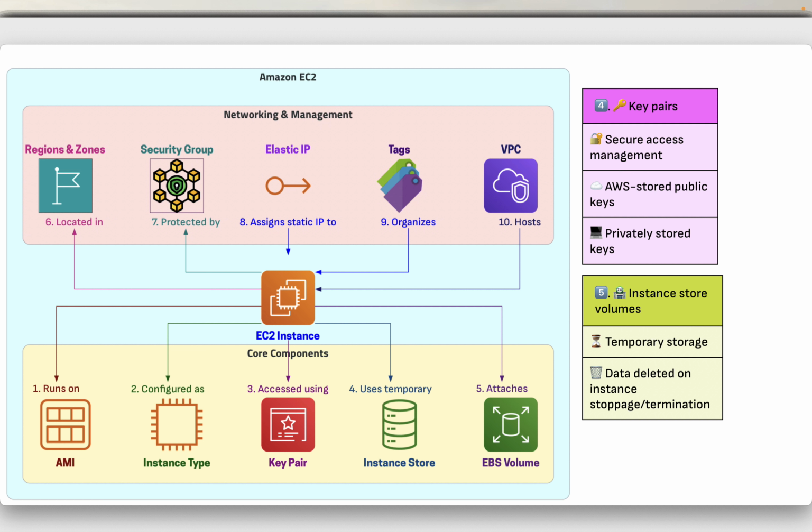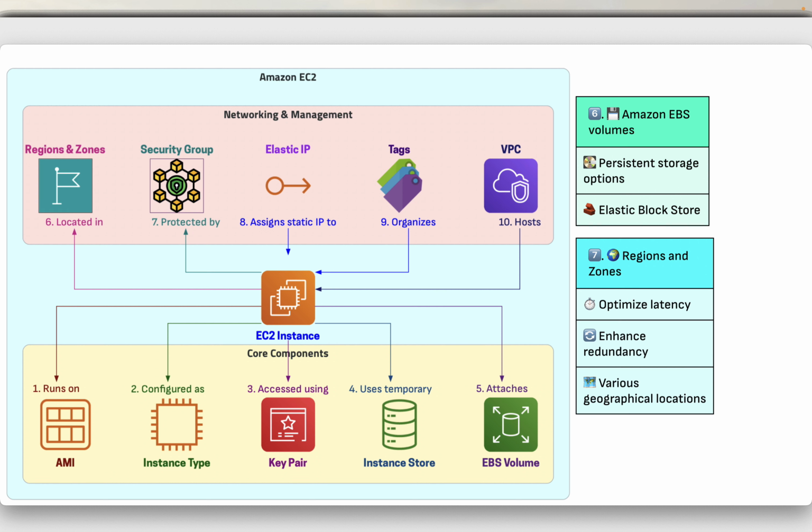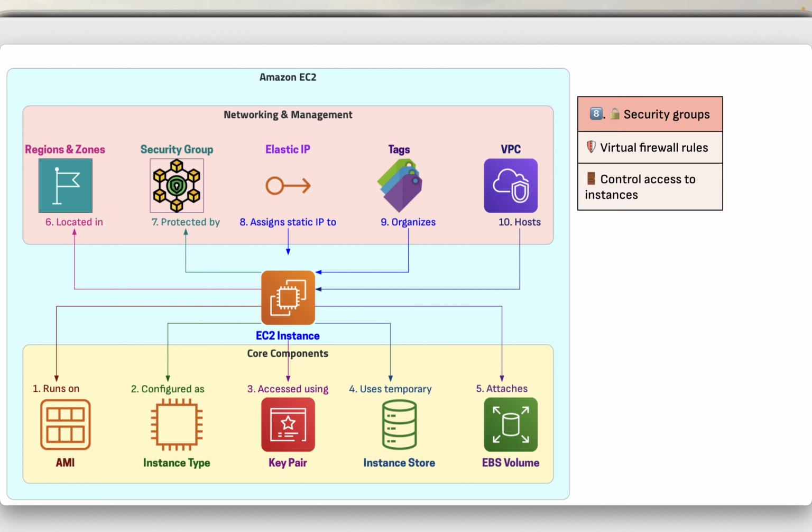Instance store volumes. These employ temporary storage for data that is deleted upon instance stoppage or termination. Then Amazon EBS volumes use persistent storage options for data via Amazon Elastic Block Store. Regions and zones. So you can optimize latency and redundancy by choosing from various geographical locations. Security groups. These are used to define virtual firewall rules to control access to instances.